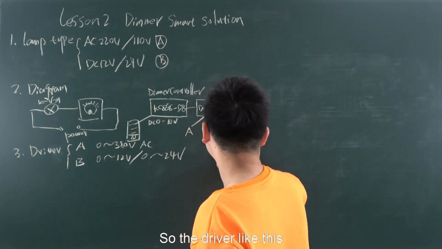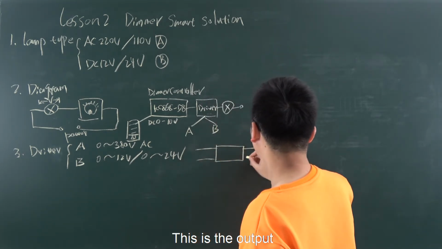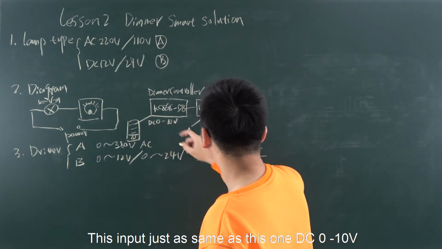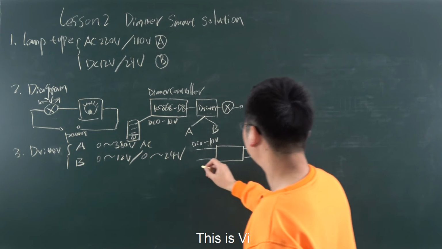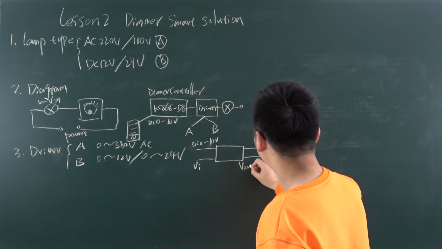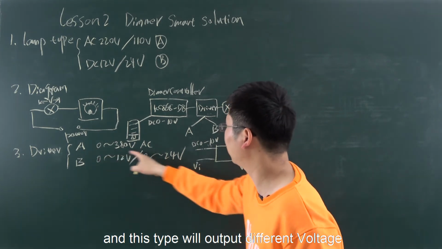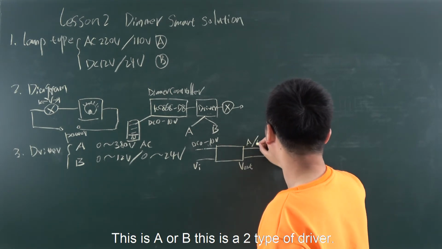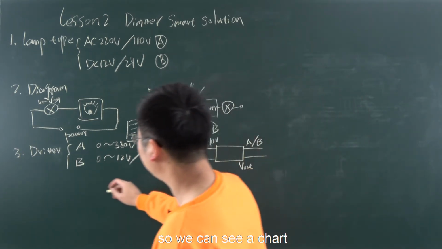So the driver looks like this. This is the input, this is the output. The input is DC 0 to 10 voltage. This is Vin, and this is Vout. Maybe you have this type or this type, which will output different voltage. This is A or B. These are the two types of driver. So we can see a chart.